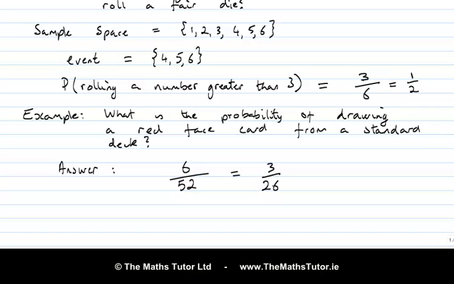Okay, so those are some examples of computing probabilities of events when all the outcomes are equally likely.